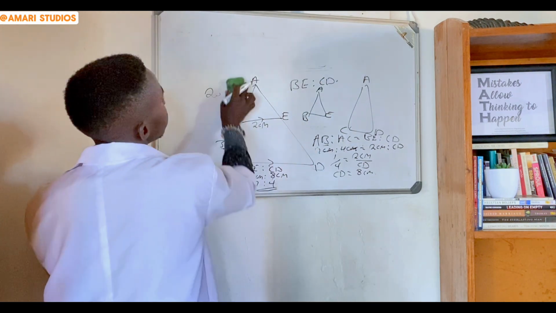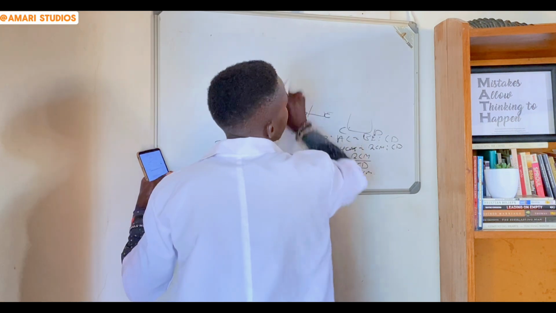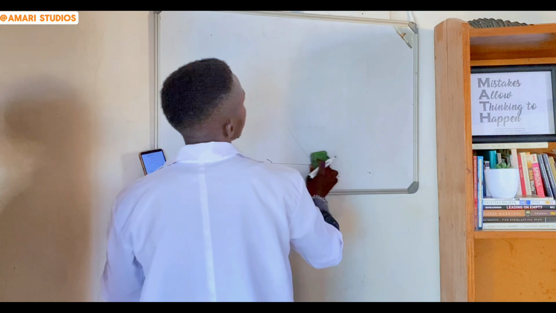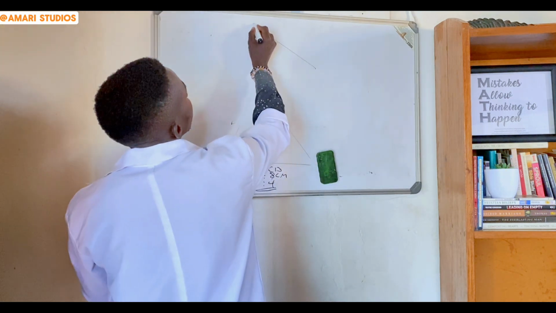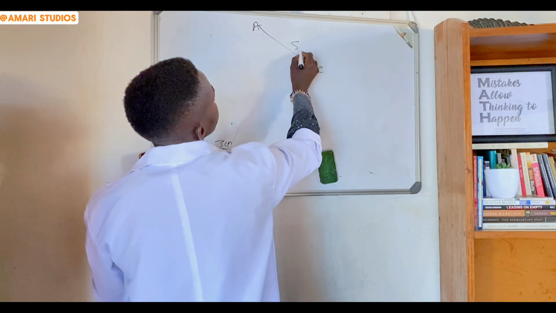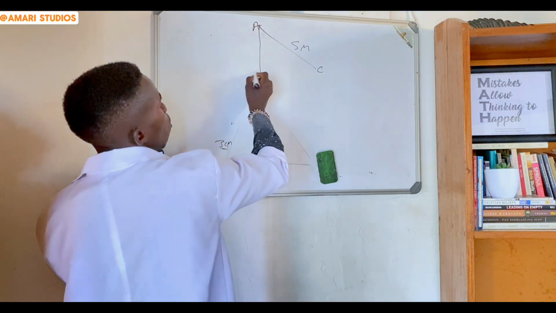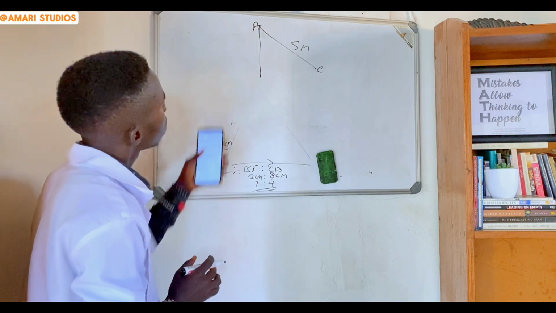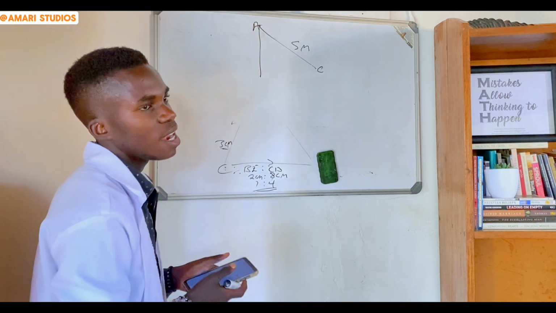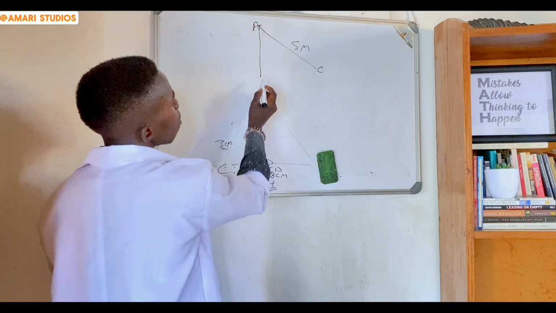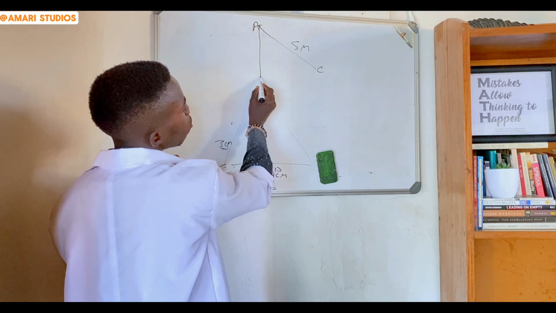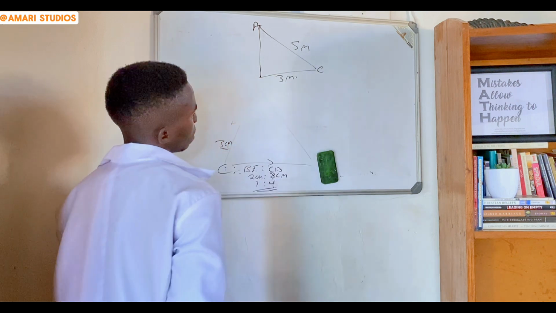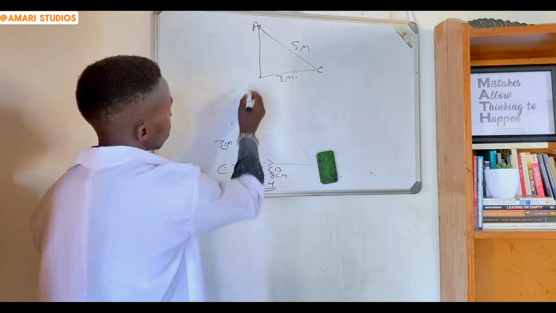Question 21 is saying a ladder 5 meters long is leaning on a wall, which is just like that. The wall is representing the height. Ladder 5 meters long. Now the distance between the foot of the wall to the ladder is actually 3 meters. So now we continue from there.